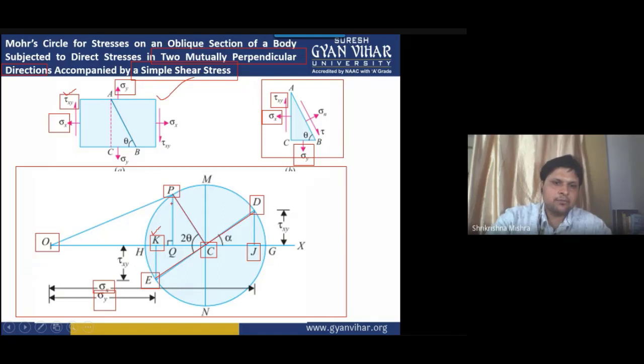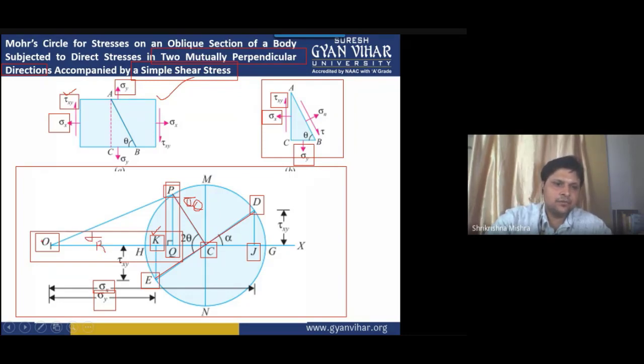After marking this point P on the circle, we will join this P with the Q. Sorry, I am writing it wrong. The value of PQ will give you the value of tau theta. All right. And the value OQ will give you the value of sigma theta.